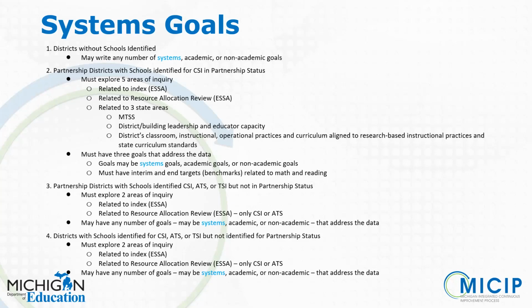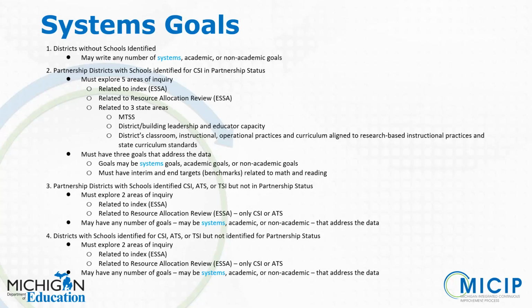These schools must explore the 5 areas of inquiry indicated on the slide, and they must have 3 goals that address the data. The goals may be systems goals, academic goals, or non-academic goals, and they must have interim and end targets or benchmarks related to math and reading.